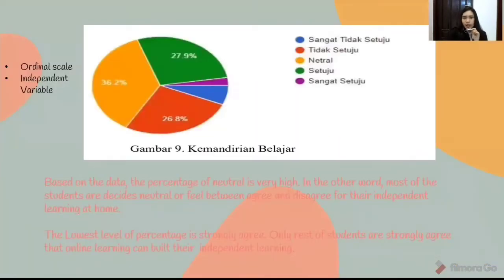So here's the data. The data uses an ordinal scale. We can see that from the sequence. The first one is strongly disagree, the second is disagree, the third is neutral, the next is agree, and the last is strongly agree. The data also uses an independent variable.